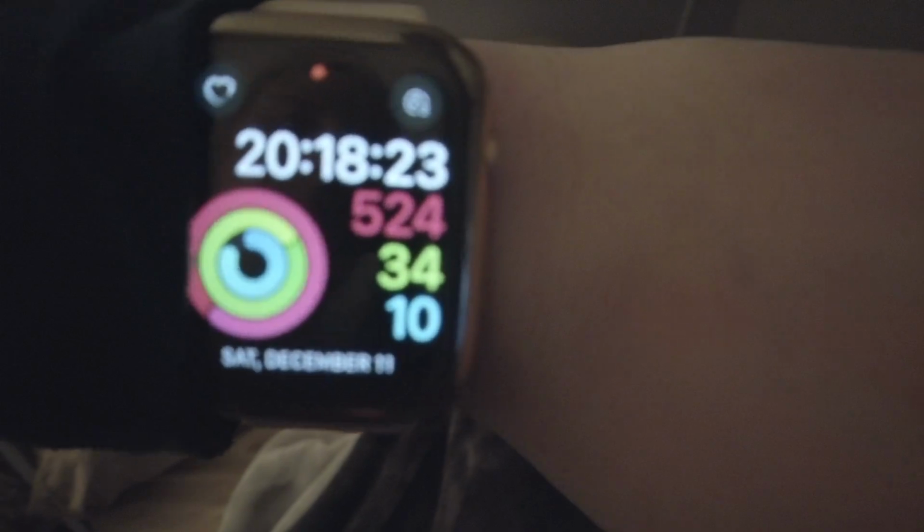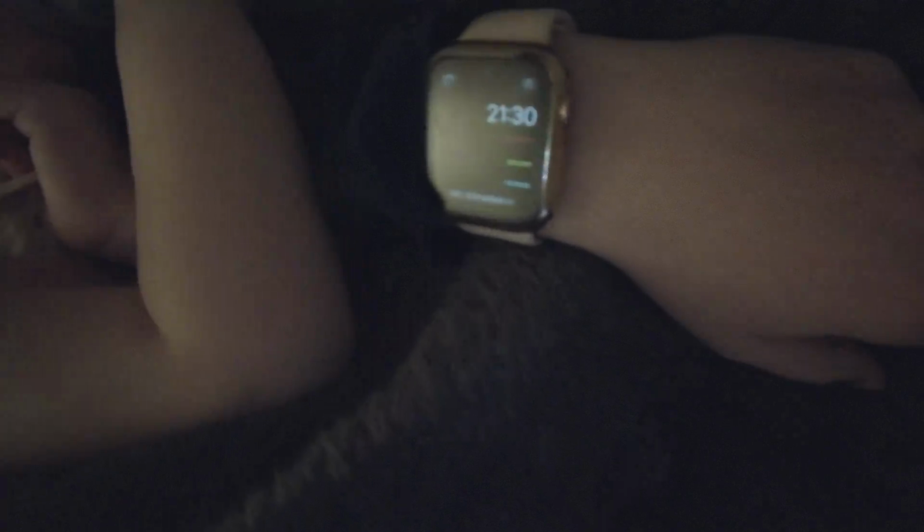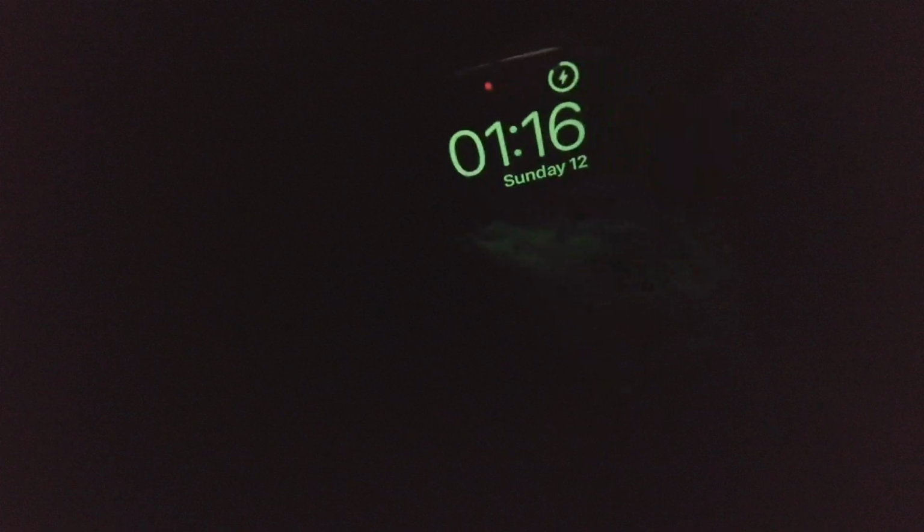8:18 marks TV and bedtime, and by 9:30, Justice is finally asleep. Then what the hell was I doing awake at 1:16? Good night. All right, friends, that has done it. We made it to the end of our 7-day journey.